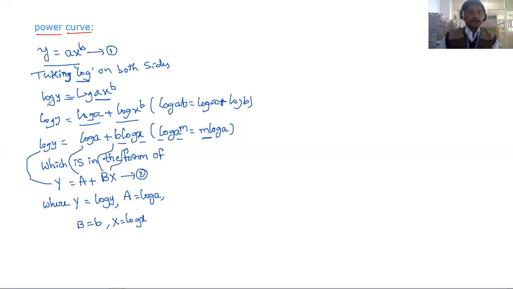So what we did, we chose a non-linear curve and we converted it into a linear curve, and we wrote here capital Y is equal to log y, capital A is equal to log a, capital B is equal to small b, and capital X is equal to log x. And next immediately what we can write, equation 2 is a linear curve, or in other words, a straight line. So equation 2 is a straight line.